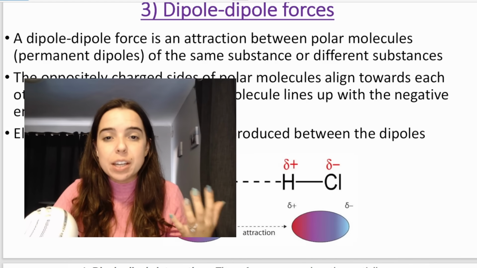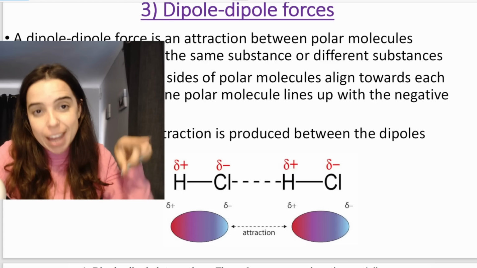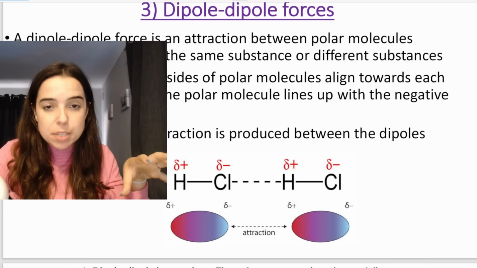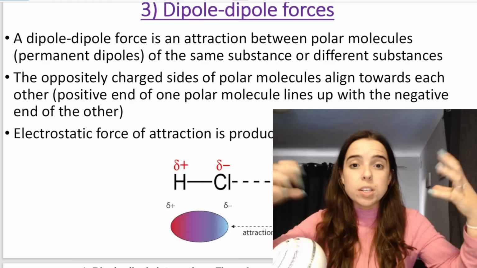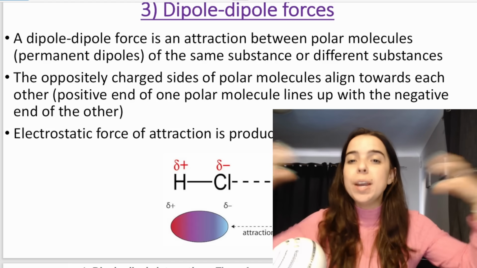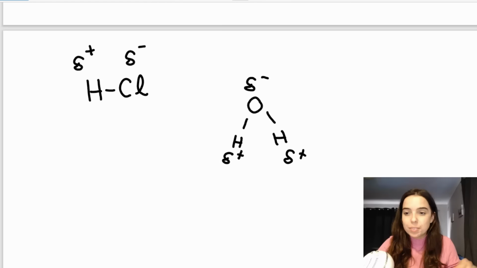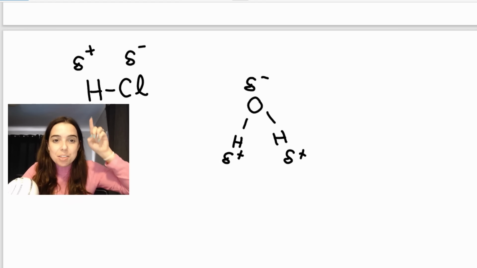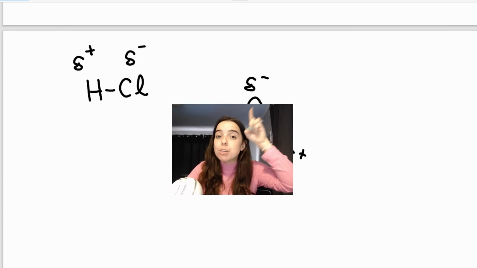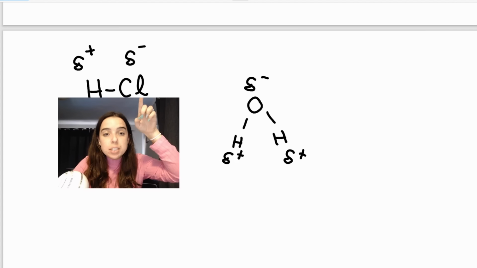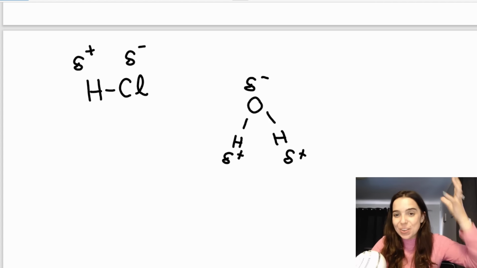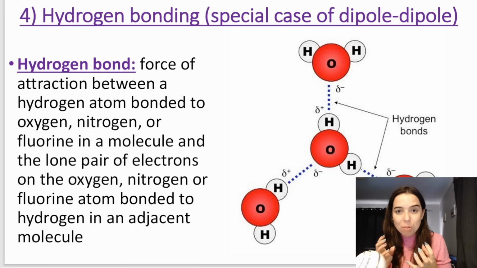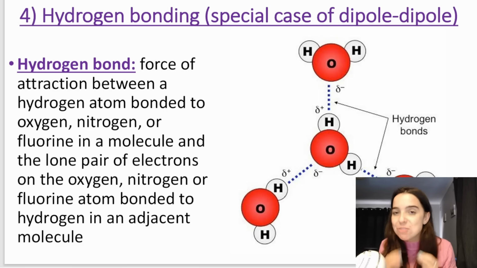So in my picture over here, I have HCl attracted to HCl. So in this case, it's same substance with same substance. But like I said, it could be alcohol and water, or HCl and water, or any two polar molecules. So again, basically the positive side of this dipole will be attracted to the negative side of this one. The negative side of this polar molecule or this dipole will be attracted to the positive side of this one.